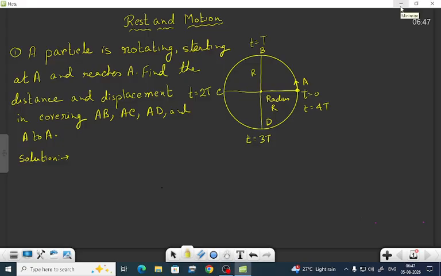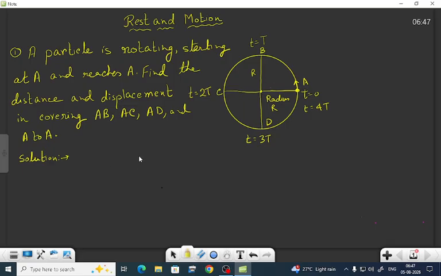Hello everyone, today we shall discuss a question from rest and motion. A particle is rotating from A and reaches A. It starts from A and reaches the point A again. Find the distance and displacement in covering AB, AC, AD and A to A. That is, we have to find the distance and displacement.